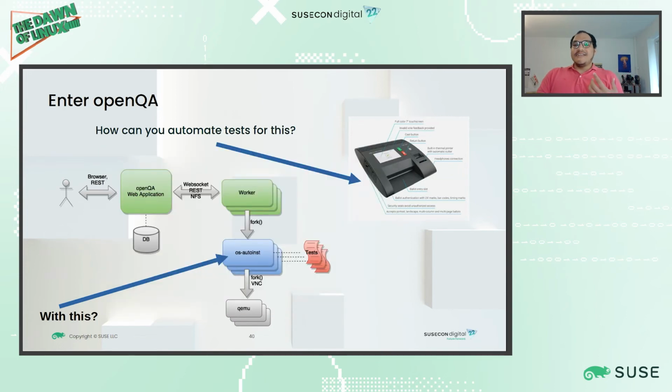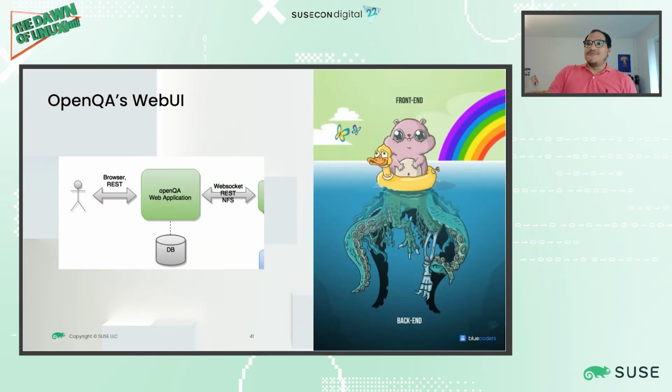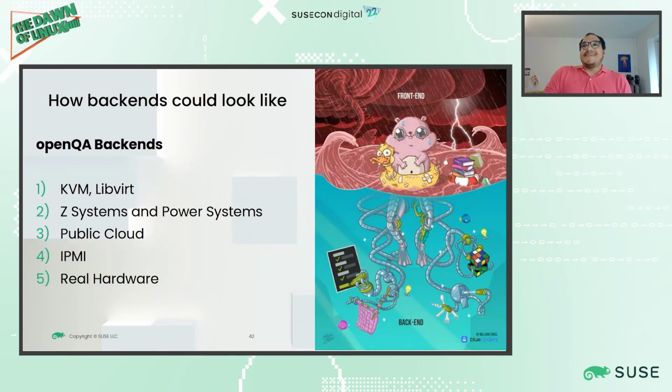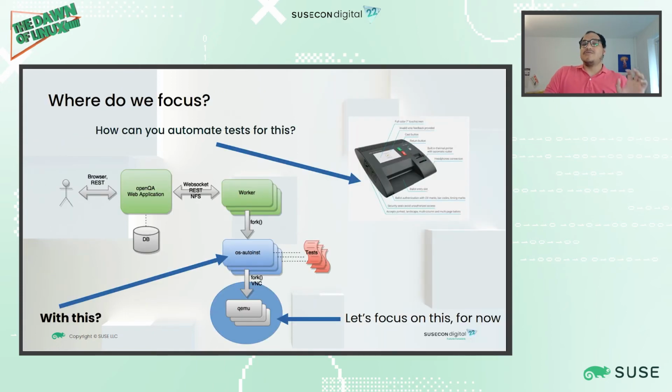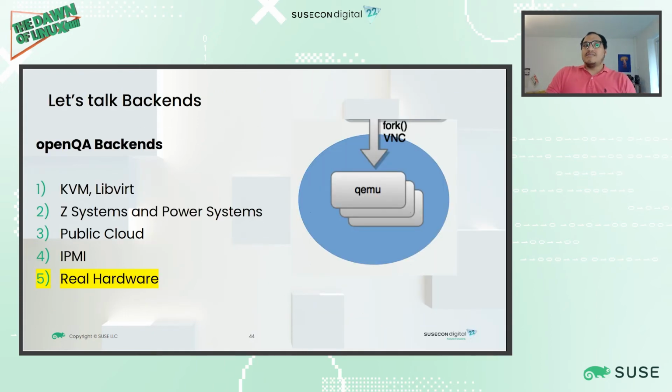I just want to focus on two parts of openQA. This is the web UI, the part that interacts with the user, and the scheduling part. But I want to focus on the backends. We support multiple types of machines, so real hardware, IPMI. But right now, I want to focus on backends and talk specifically about real hardware.